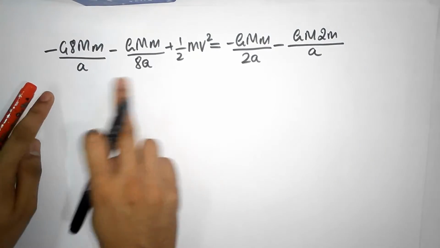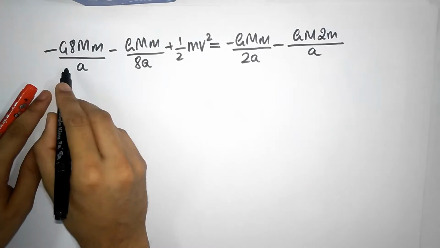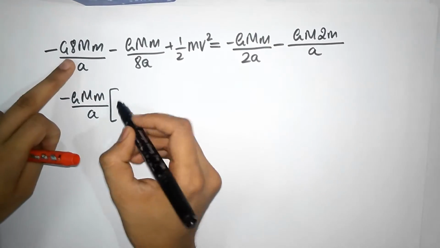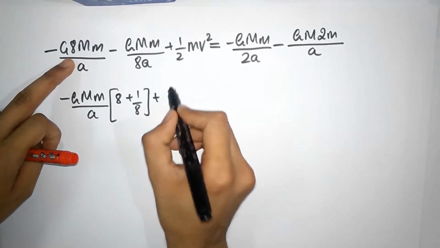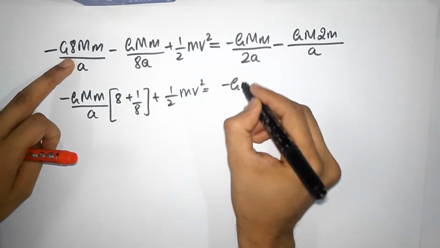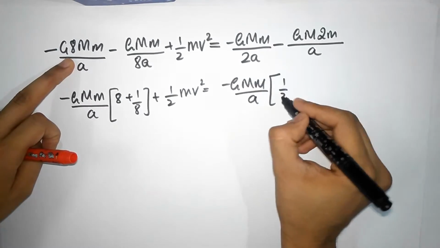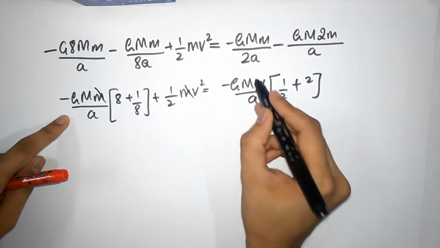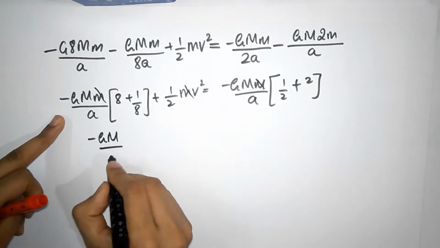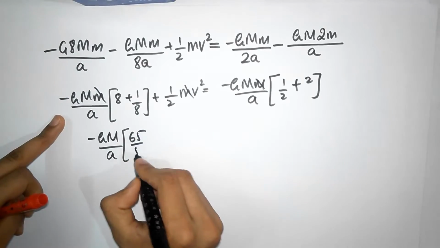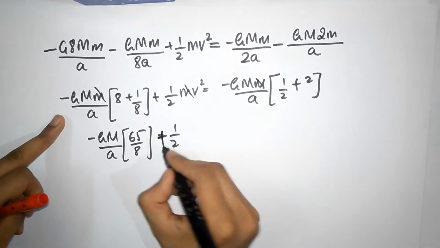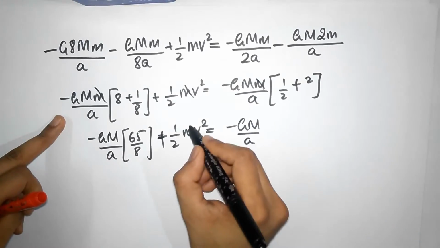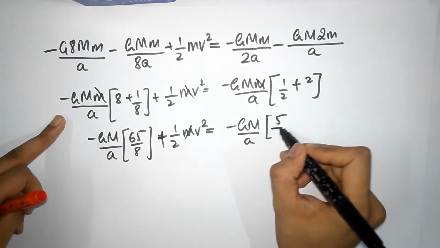Okay, so let's solve this now. Let's take all the common stuff out from here. I get minus GMm divided by a out. What remains inside is 8 plus 1 by 8, plus half mv squared. It's minus GMm divided by a, you get a half plus 2. So m cancels. Minus GM divided by a into 64 plus 1, 65 divided by 8, equals half v squared plus minus GM divided by a, there is no m, m has been cancelled, times 5 by 2.